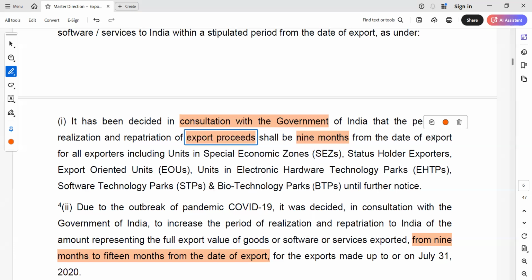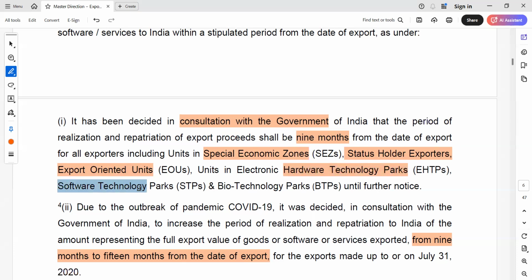So that is 9 month from the date of export, for all exporter including special economic zone, status holder exporter, export oriented units, unit in electronic hardware technology park, software technology park, biotechnology park, until further notice। सो इन सब जोन में अगर स्पेशल इकोनॉमिक जोन में भी कोई कंपनी काम कर रही है, इन दैट केस ऑल्सो दे हैव टू गेट द पेमेंट इन 9 मंथ। This is very important. ये फ्रेंड्स ये क्वेश्चन बहुत बार एग्जाम में पूछा जा चुका है, so you can remember that 9 month is the period under which export proceeds should come.